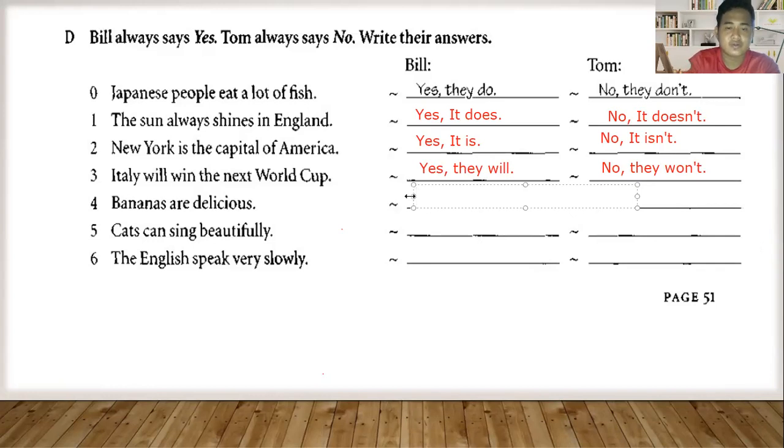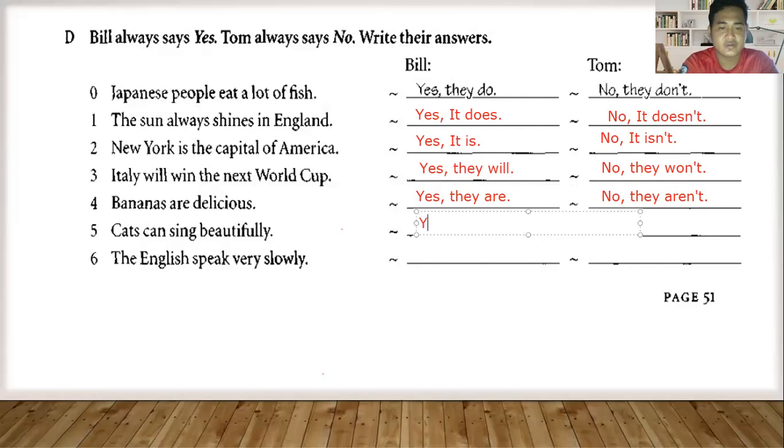Yes, they are. No, they aren't. Okay. Yes, they can. Yes, they can.